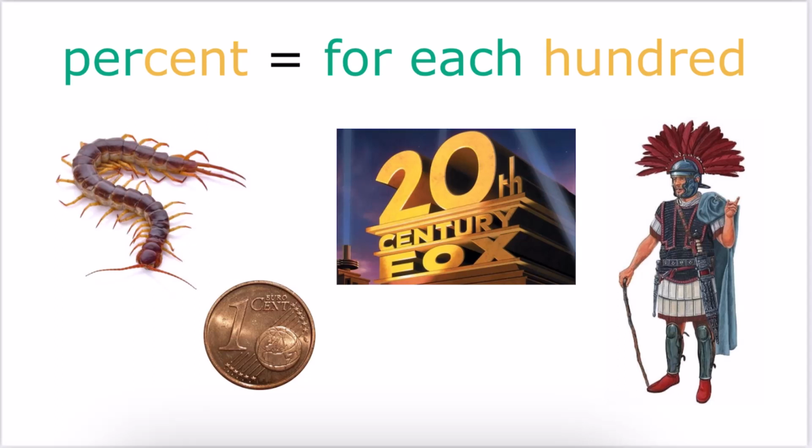We talked a little bit in previous lessons about how the word per means for each, and then cent means 100. For example, a century is 100 years, or you have 100 cents in a dollar. Or a centurion in Roman times was an army leader who would lead 100 men. Or a centipede technically doesn't have 100 legs, but they call it a centipede because it has a lot of legs. And so the word percent literally means for each 100.